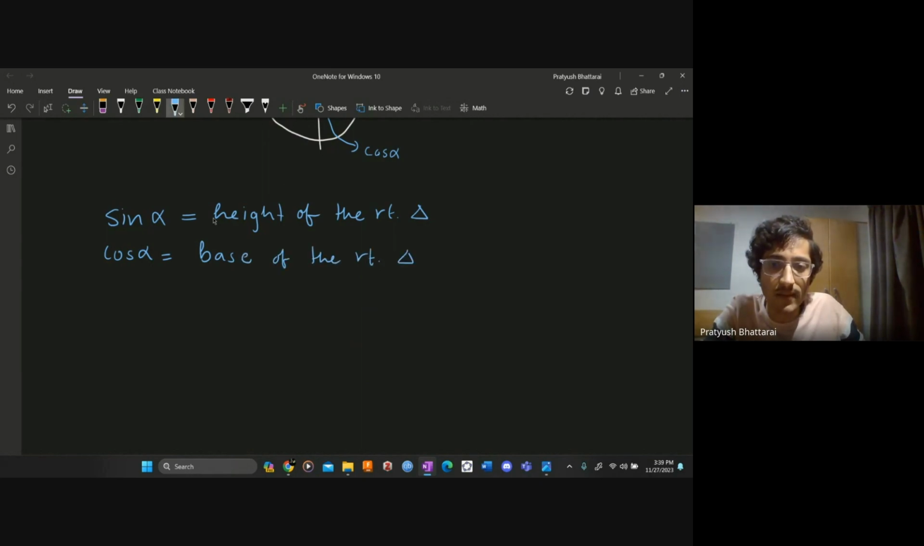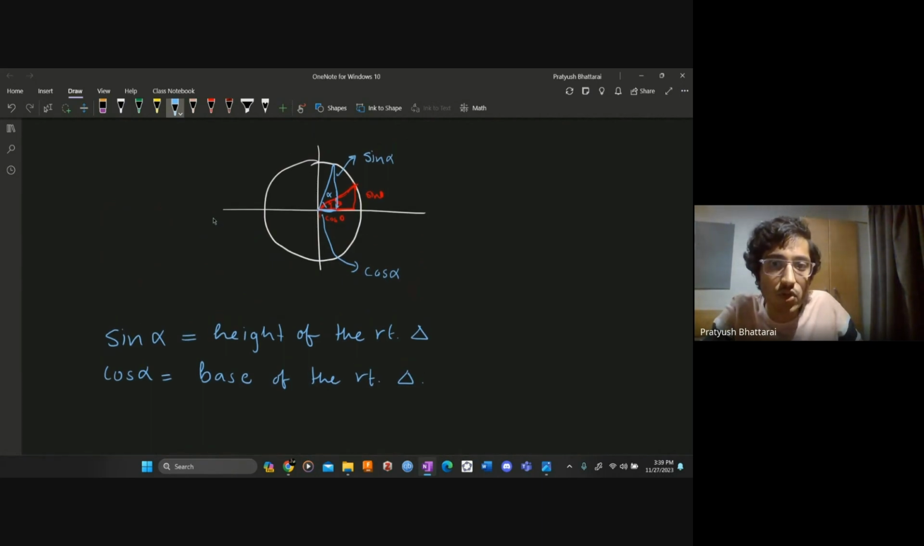But you have to be careful here, because we've assumed that we've got a unit circle. So we know that this length is always 1. So if you think about any right angle triangle with the hypotenuse being equal to length 1, then its height is going to be given by sine theta, and its base is going to be cosine of theta.